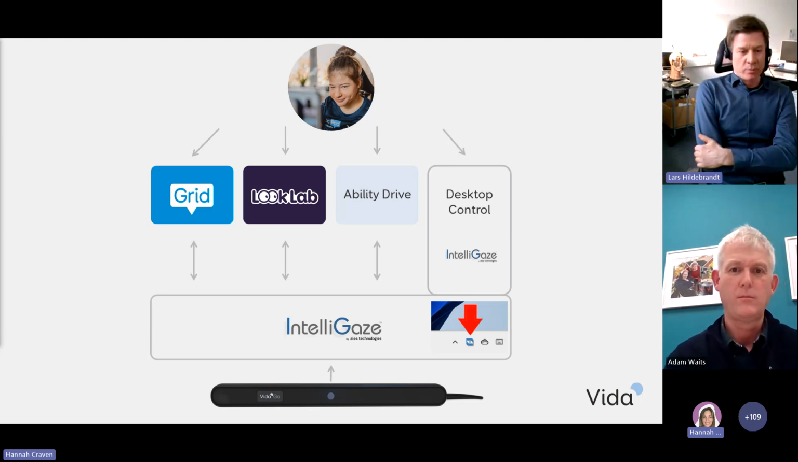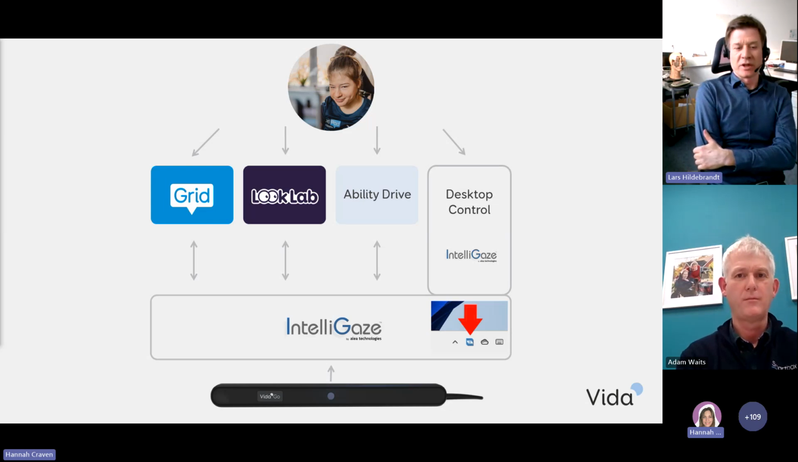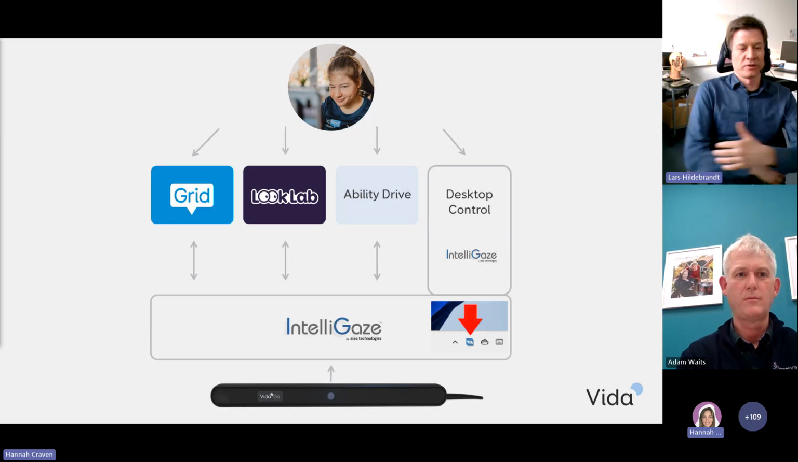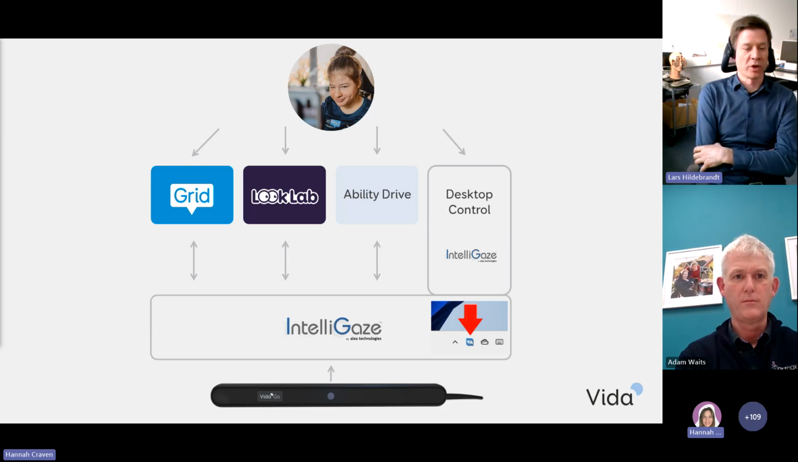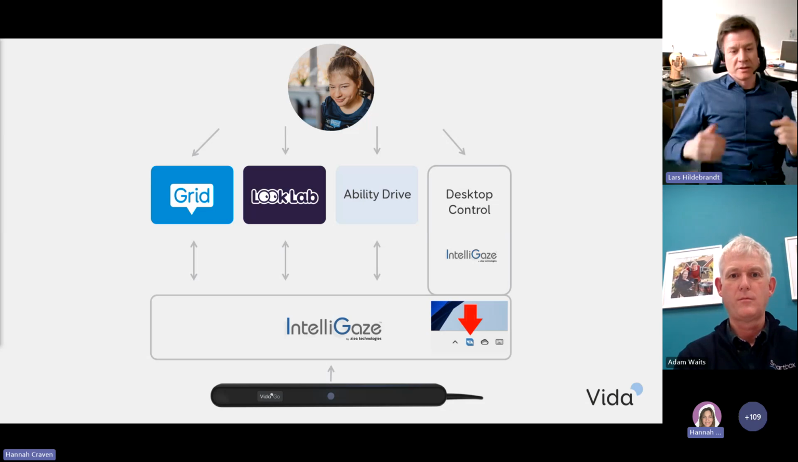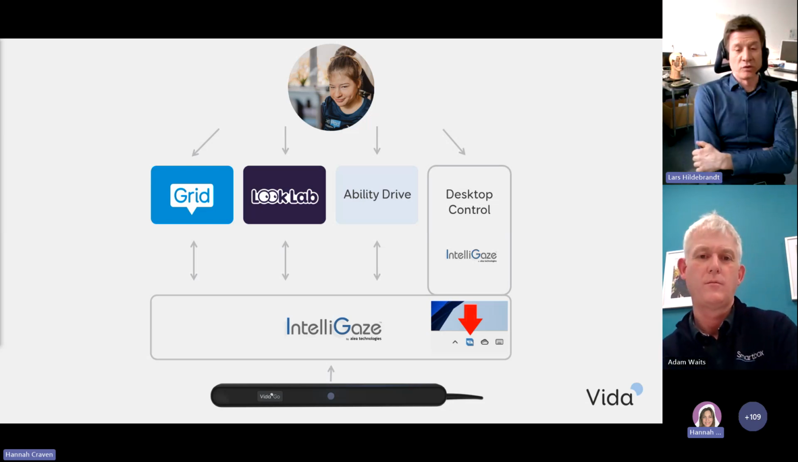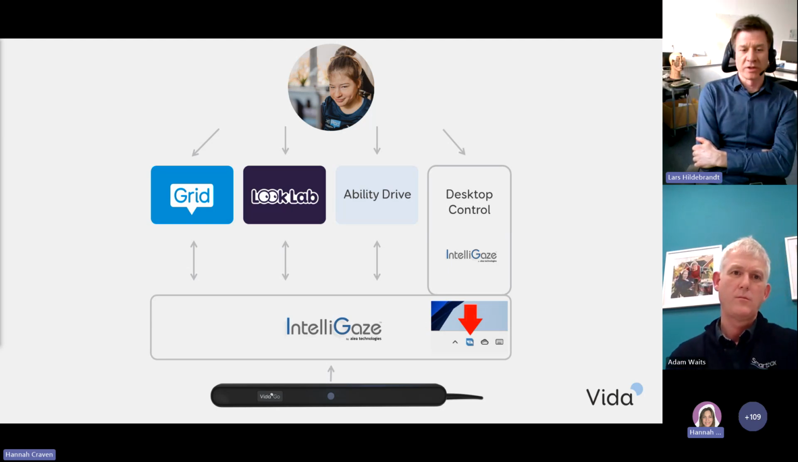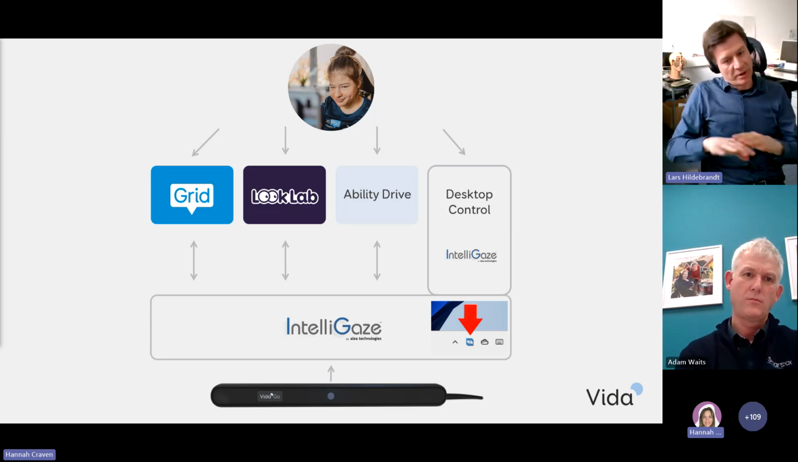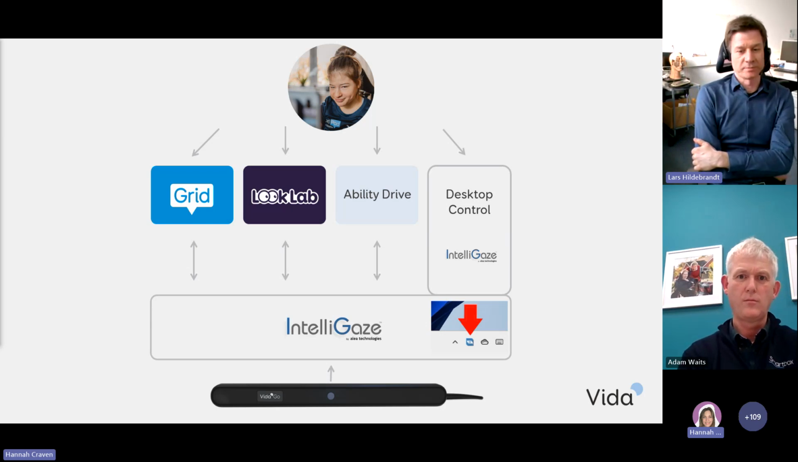So if you have a pure Grid-only environment, then IntelliGaze is in the background and you don't have to deal with IntelliGaze at all. All you do is interact with Grid settings, where you set up the calibration. The same is true for LookLab. Those applications use IntelliGaze just as a driver for gaze data. And the same is true for other API applications like Ability Drive. An API application is something that is using IntelliGaze just as a background provider for data.